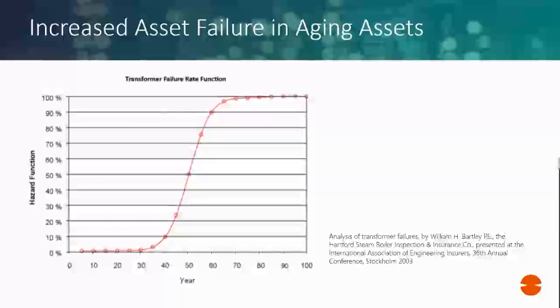As we more variably run and switch our assets, we also need to take into account that the age of many assets in the distribution and transmission networks is high. As a result, the failure rates of these assets are also increasing quite rapidly, as we see here in this picture, where the transformer failure rate function is set out against the age of the transformers.